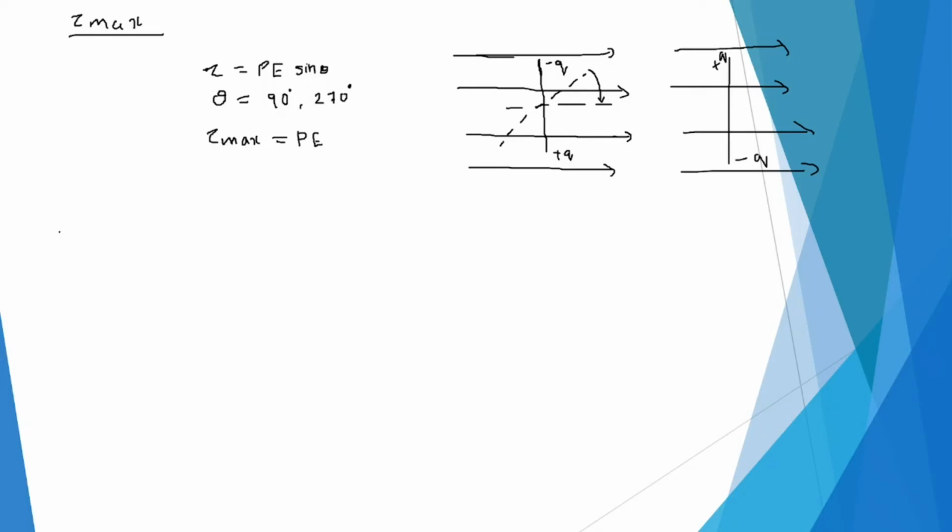And when is our torque minimum? Torque is minimum when torque is equal to PE sin theta, and for torque to be minimum means torque is equal to 0. That means our sin theta should be 0. So sin theta is 0 when theta is equal to 0 degrees and 180 degrees.